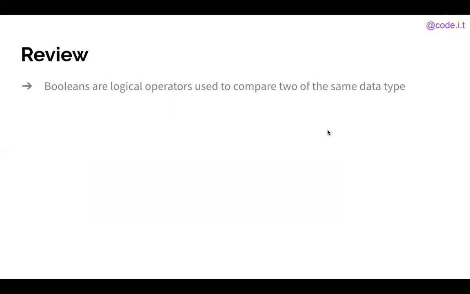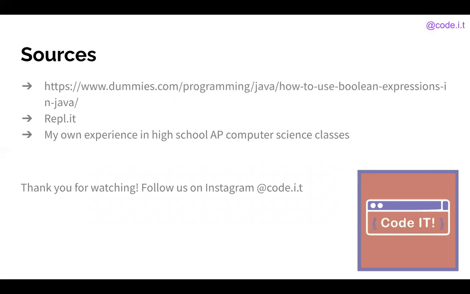So to review, Booleans are logical operators used to compare two of the same data type. They can be true or false. They use a specific syntax in each language. So we talked about Java here, but they can be different in other languages.